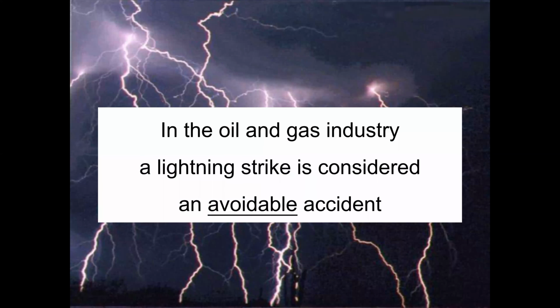Now in this photograph, they say that in the oil and gas industry, lightning strike is considered an avoidable accident. Lightning striking installations in the oil industry from the clouds is an avoidable accident. People usually put a conductor on top of the building and make an arrangement so the lightning goes into the earth through an earth connection. So there will not be any damage from a lightning strike on any tall building, refinery or installation.